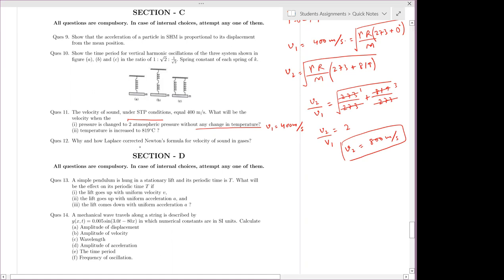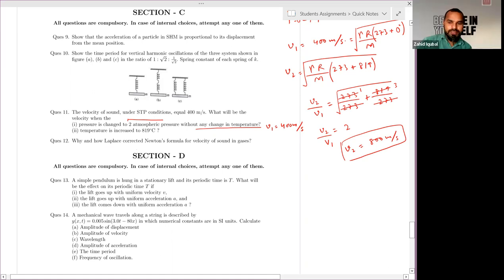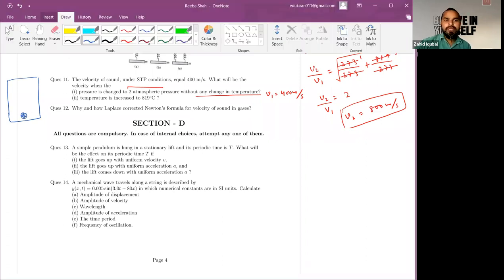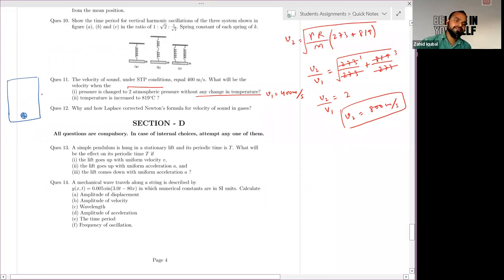Yes, yes. Okay. So the next question is question number 13. A simple pendulum is hung in a stationary lift and its time period is T. Suppose this is a lift and there is a ball or a body inside it. If you accelerate this particular system, let's say with some acceleration a.